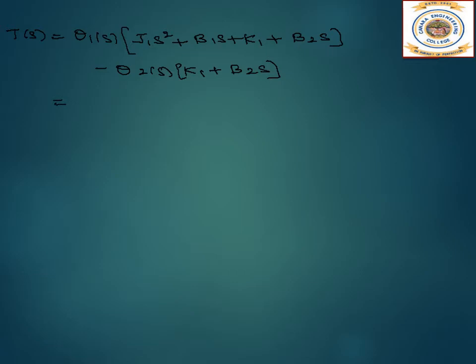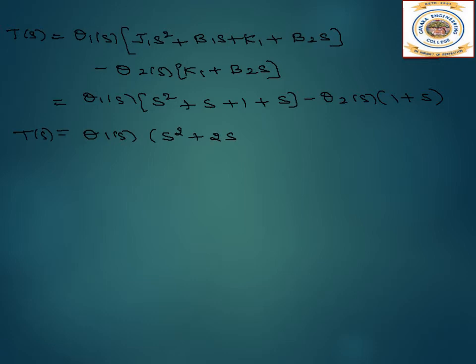So substituting the values, all we have is 1 only. So theta 1 of s into J1 is 1, s square plus s plus 1 plus s, minus theta 2 of s into 1 plus s. These values are given in the question, no? Those values I am substituting. So T of s will be equal to theta 1 of s into s square plus 2s plus 1 minus theta 2 of s into s plus 1. This is equation 1.